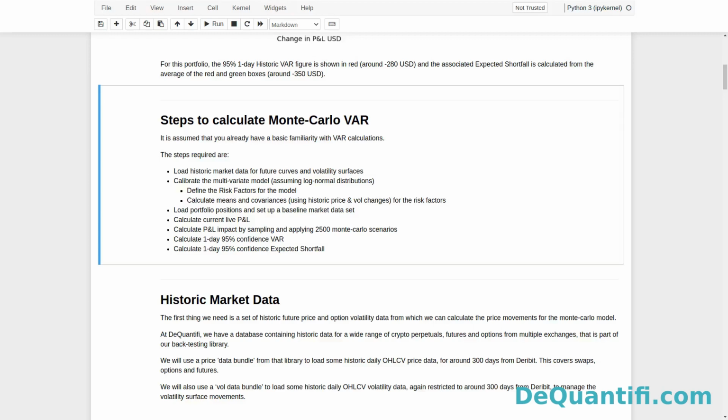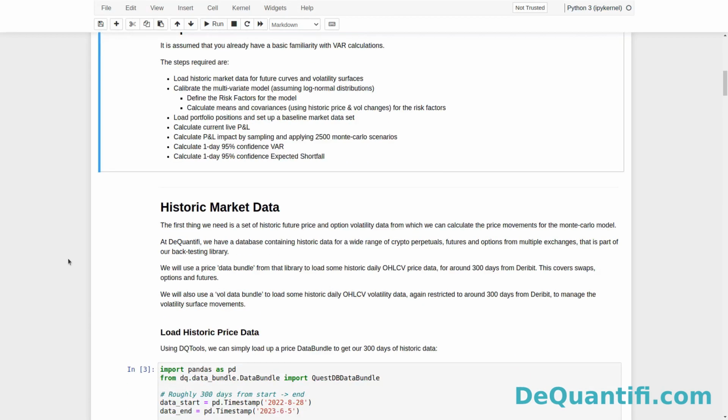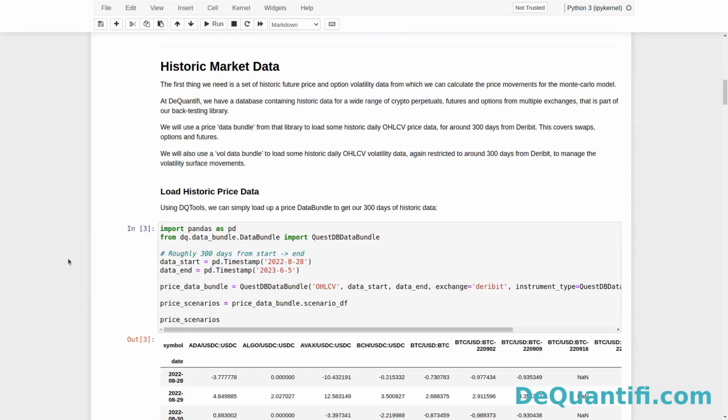And those changes in market data imply a change in P&L, giving us our scenarios that we will use in the VaR calculation. To start with, we will load up some historic market data, and that's fairly straightforward with DQTools. We have a historic market data database that we can access, and we'll be picking up around 300 days of history of changes in prices.